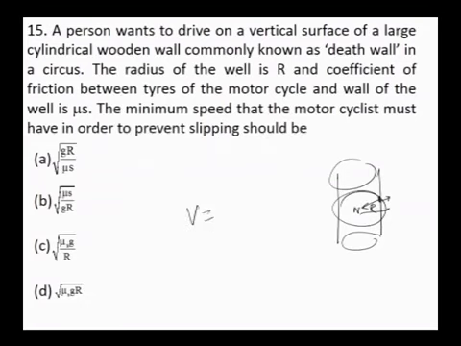You remember during the synopsis we actually talked about banking of roads and the minimum velocity required for it to negotiate the curve. The car is actually negotiating a curve. So it is very similar to that kind of problem. So there are 4 options given here: square root of gr divided by mu s, square root of mu s divided by gr, square root of mu s g divided by r, square root of mu s g r.